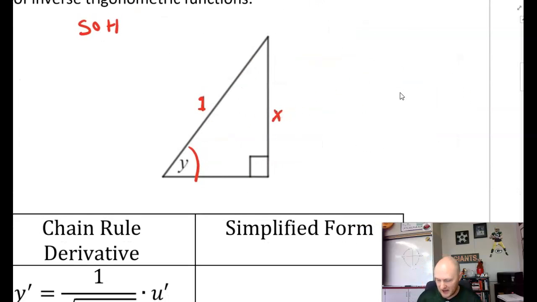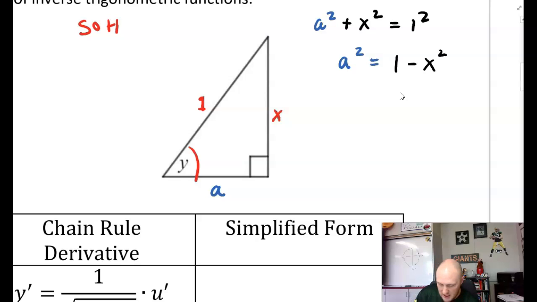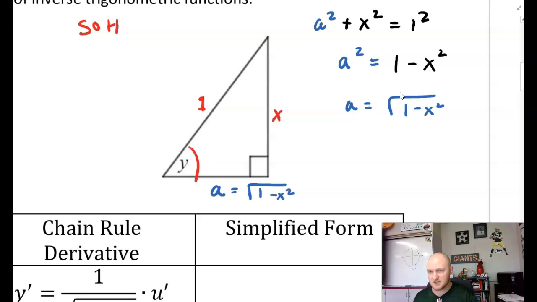So using good old Pythagorean theorem, I want to solve for this side, and I'll just call it a, since we're already using x. I can say that a squared plus x squared is equal to 1 squared. And I'm just going to solve for a. A squared is equal to 1 minus x squared. And if I take a square root, we get a is equal to the square root of 1 minus x squared. And again, I'm only going to use the principal square root because this is a side length. So this side is the square root of 1 minus x squared. Okay, cool, Pythagorean theorem and all.